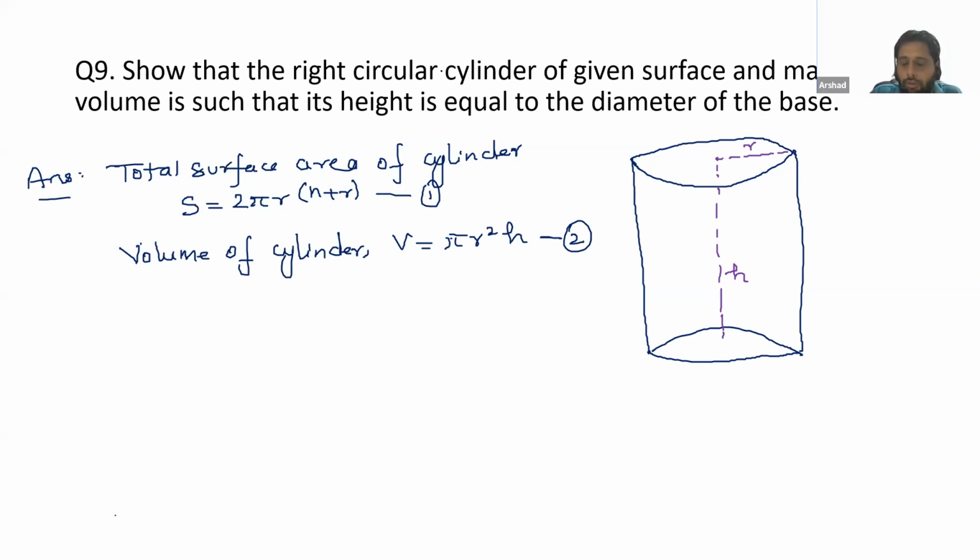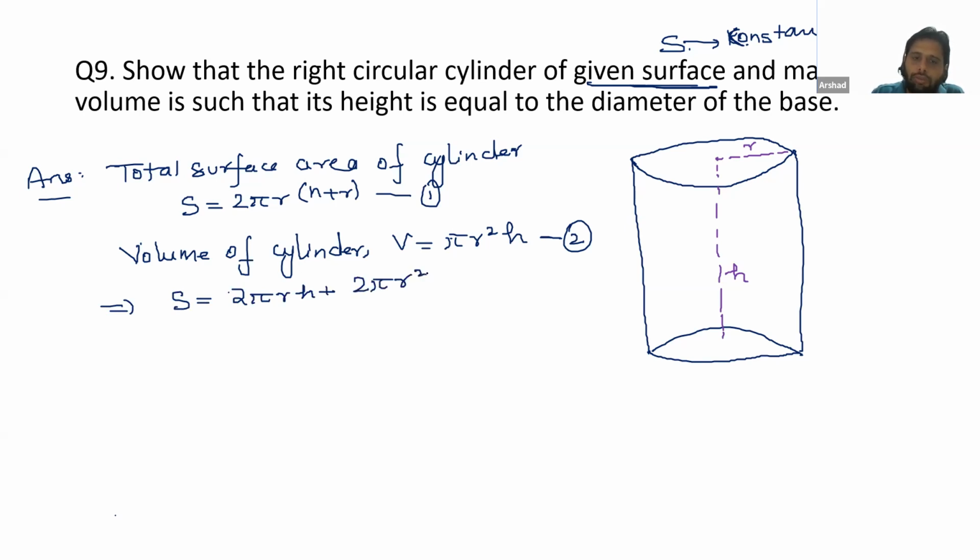Now, I already told you that they will always give a condition. So here they are saying show that the right circular cylinder of given surface. Given surface means the surface area is constant. This S is a constant here. So we will take this S as a constant and we'll try to change a variable into other form. So S is equal to 2 pi rh plus 2 pi r square. Now who can tell me which will be convenient for us to find, r in terms of h or h in terms of r? S is a constant here.